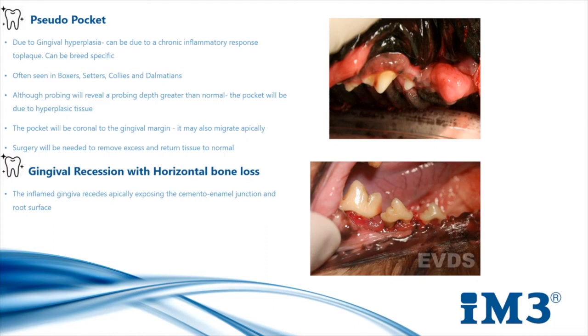The other thing we might come across is actual gingival recession with horizontal bone loss. So the inflamed gingiva actually recedes apically, exposing the cemento-enamel junction and the root surfaces, but there's actually no increase in the probing depth. The tooth may not need to be extracted, certainly if it's stable, and it may just need to be cleaned sufficiently, and then dental home care can be provided.